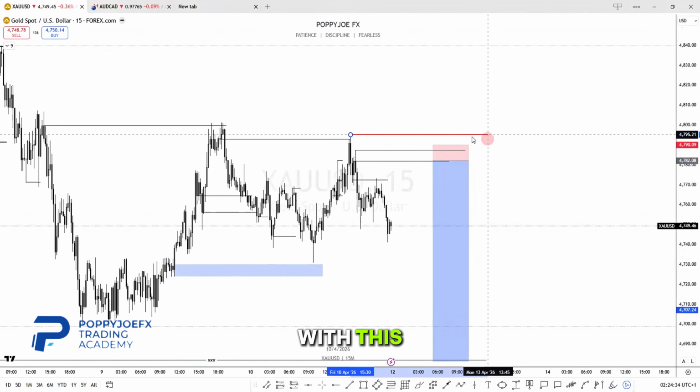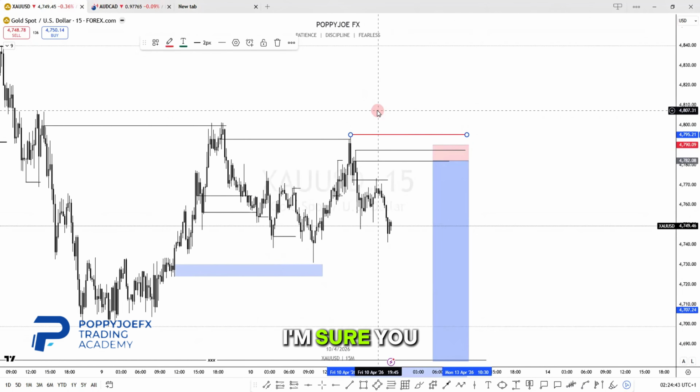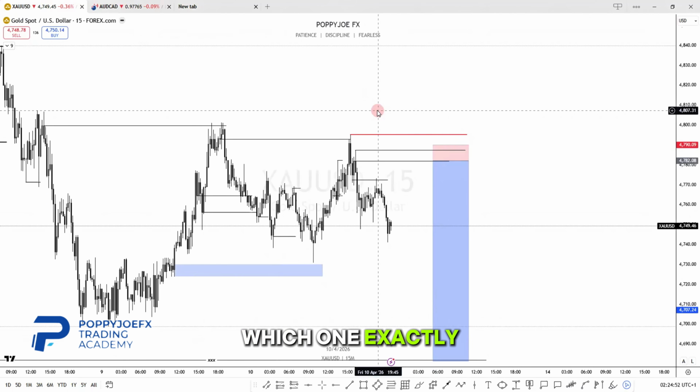So I believe with this, you have seen the difference between MSNR and also the OTE levels, and I'm sure you definitely have your choice. You have made up your mind on which one you want to trade and the one that suits your trading style. So let me know in the comment section which one exactly you have been able to test and use, and which one you think you'll be going for, right?